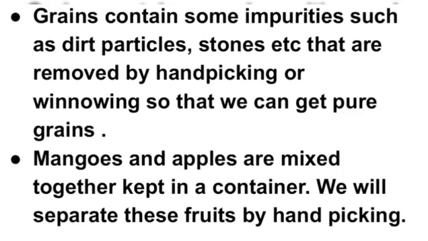For example, grains contain some impurities such as dirt particles, stones, etc. that are removed by hand picking or winnowing so that we can get pure grains. Right? Another example is mangoes and apples are mixed together, kept in a container. So, for separating these fruits, we use hand picking method. Means we will separate these fruits by hand picking.